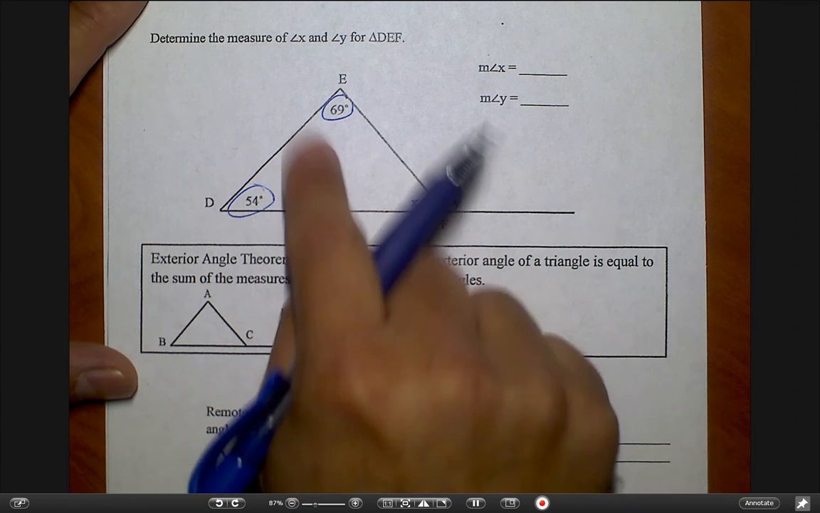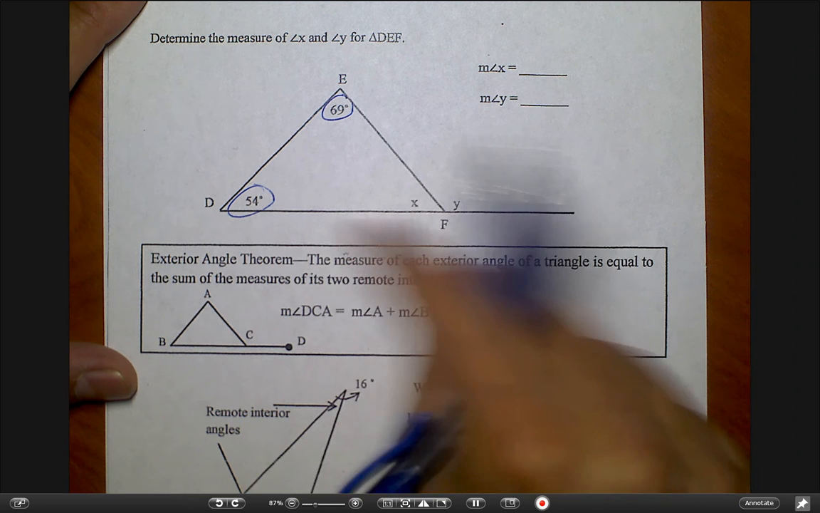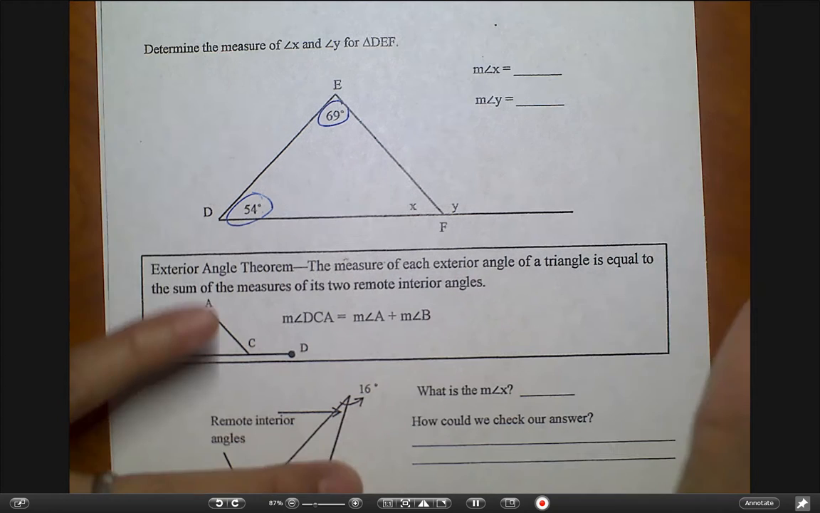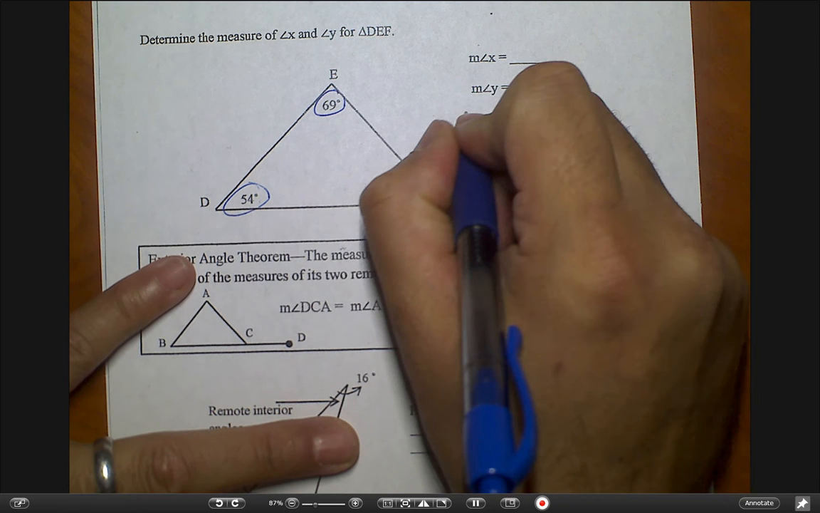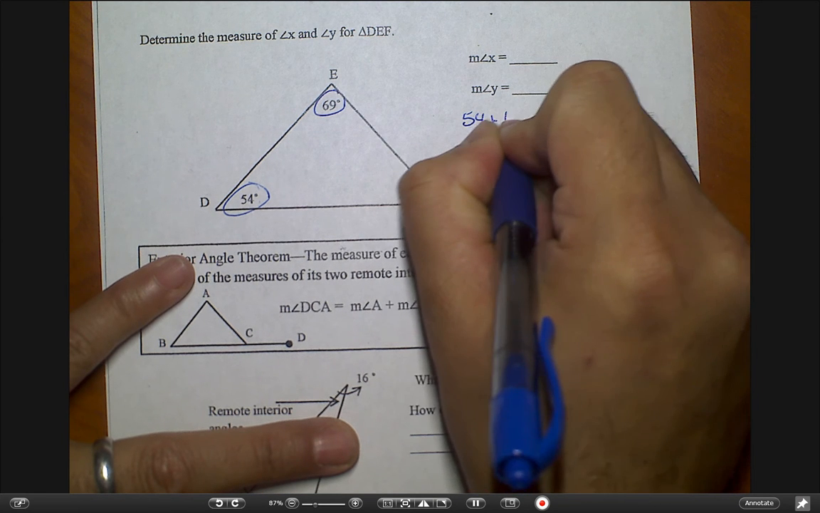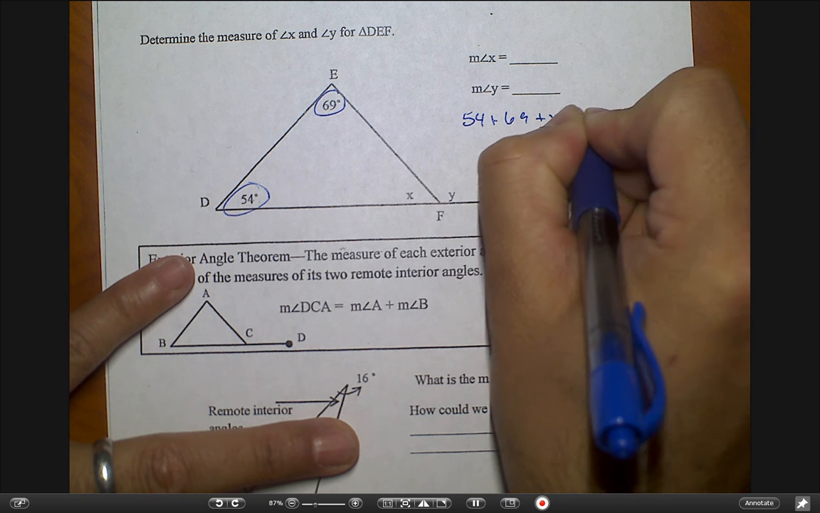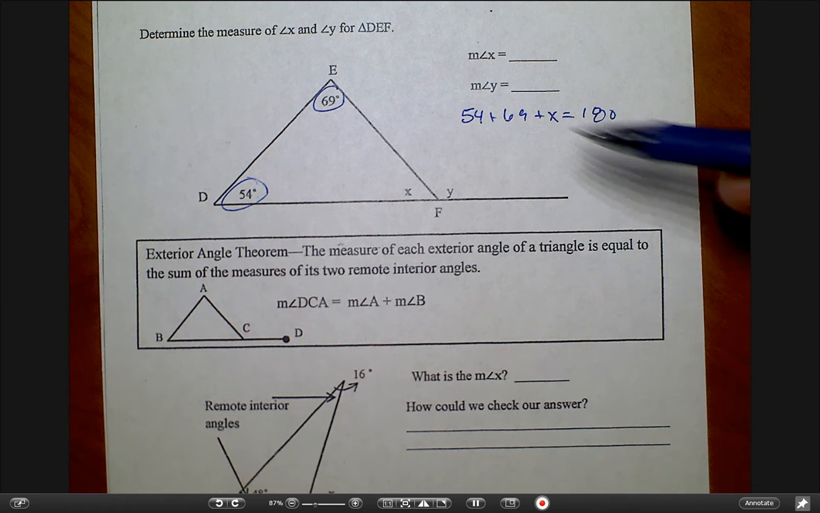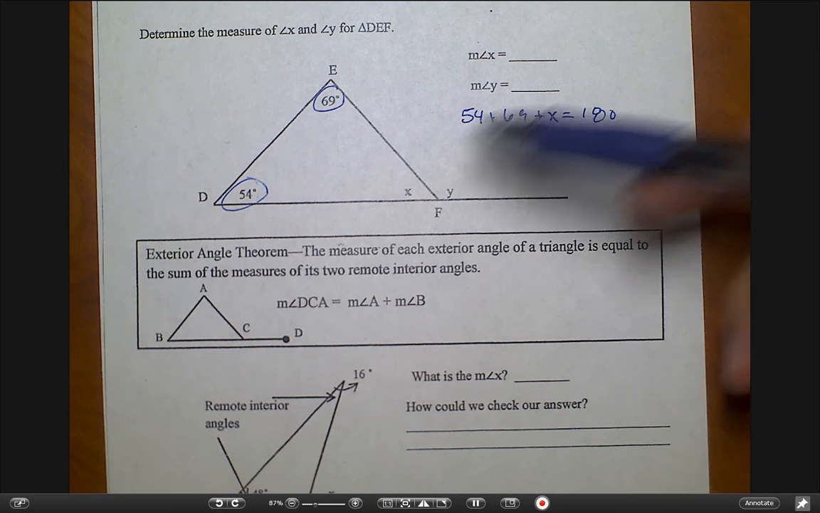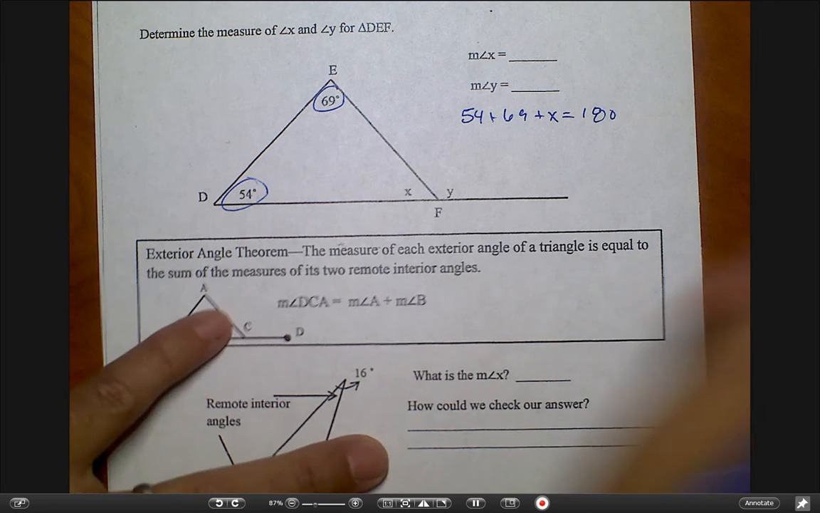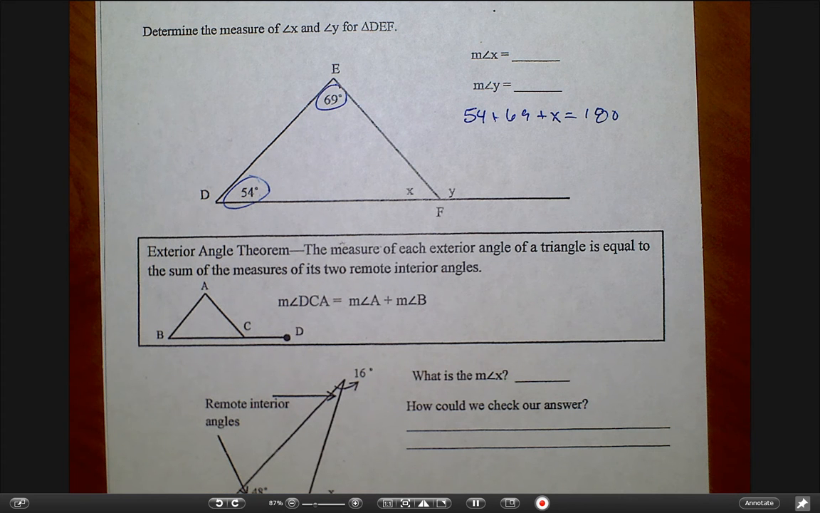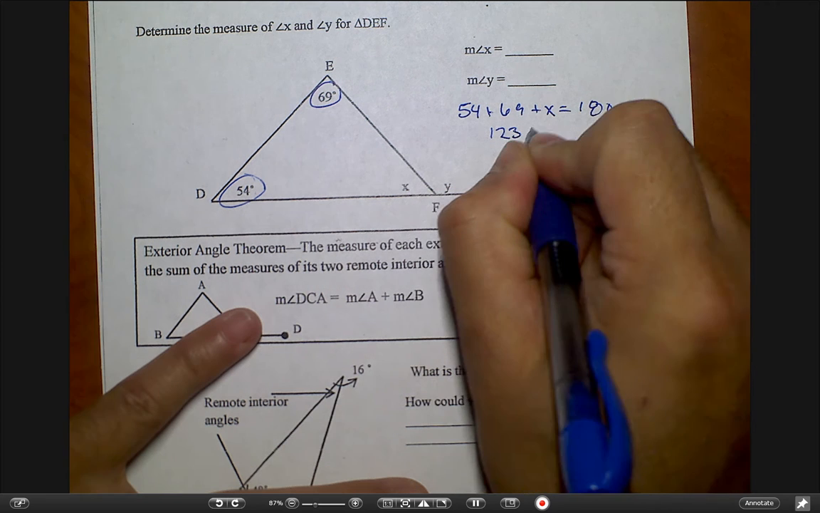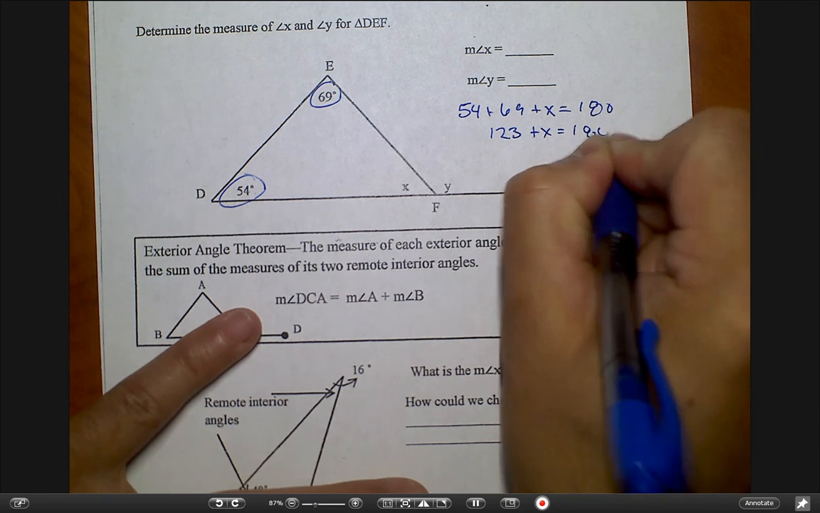But for my formula, it's going to be these ones right here. Let's do the math. These three have to add up to 180, so I'm going to do that math first. So 54 plus 69 plus x equals 180. We went over this the other day, the interior angle theorem for the triangle, because all three have to add up to 180. So 54 and 69 gives me 123, plus x equals 180.